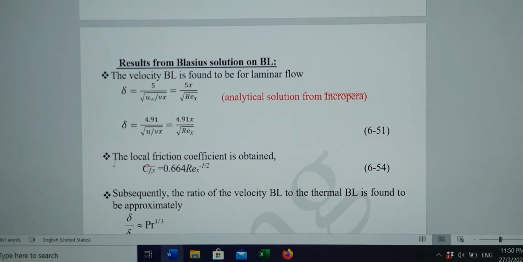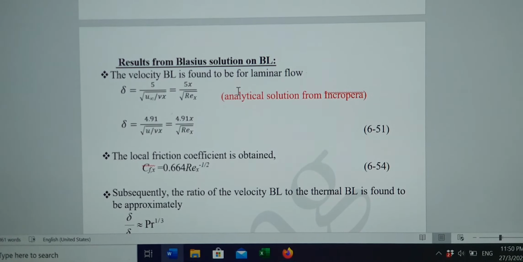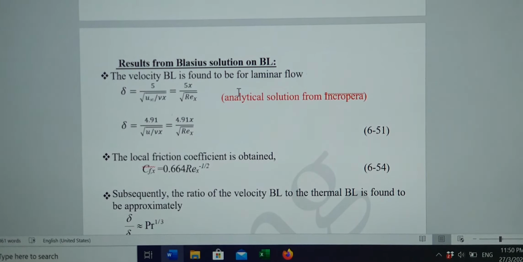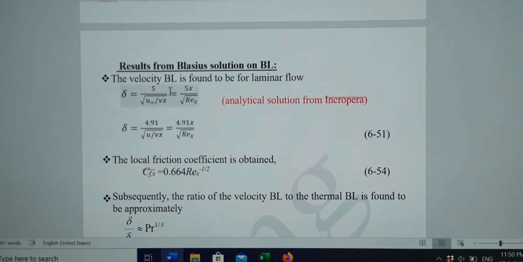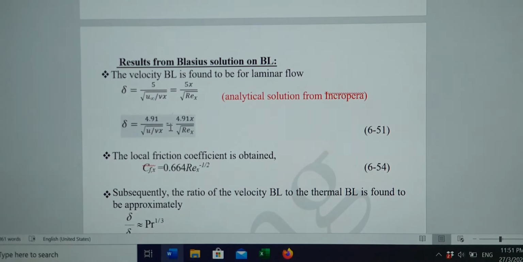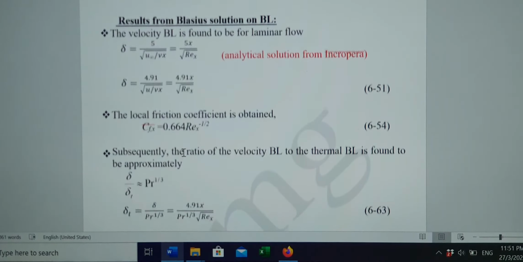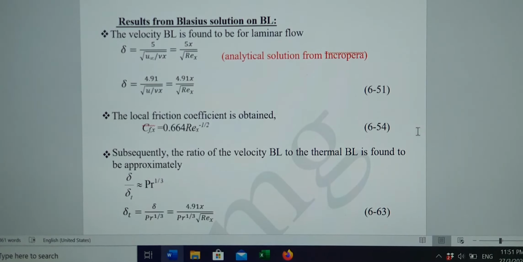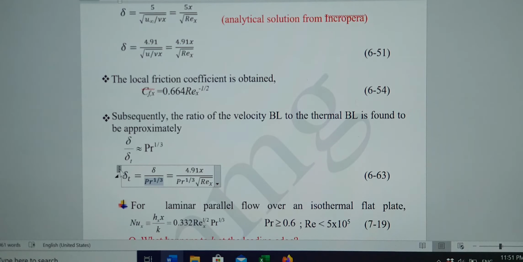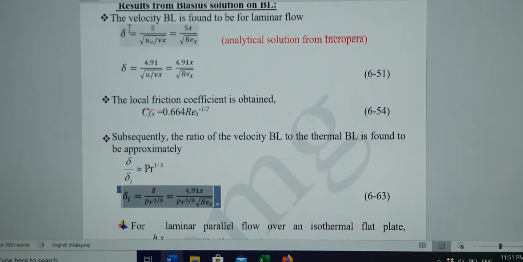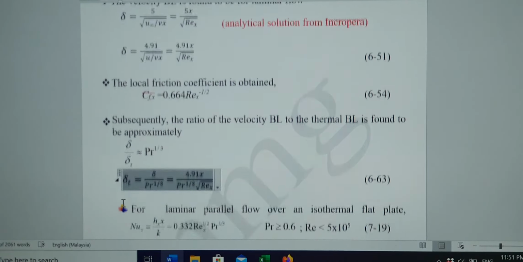Now, results from the Blasius solution. We have this. This is obtained from Incropera, because I've used my notes based on the Incropera reference book. You're using Cengel, and this is from Cengel. There is a difference here, but it's up to you to use which one. The local friction coefficient is obtained from 6.54. Subsequently, the ratio of the velocity boundary layer to the thermal boundary layer is found to be such. Notice there is the velocity boundary layer, or the hydrodynamic boundary layer, or just plain boundary layer, and here we have the thickness of the thermal boundary layer.